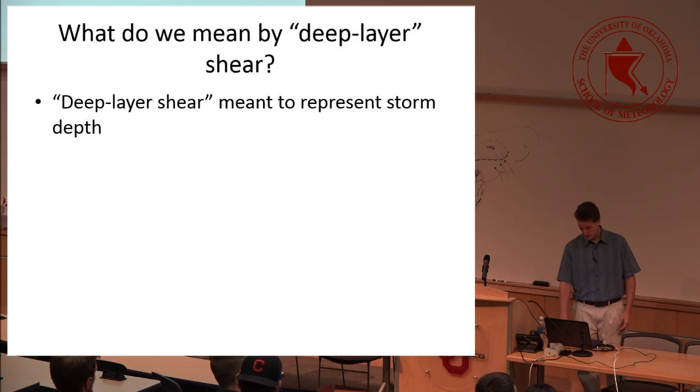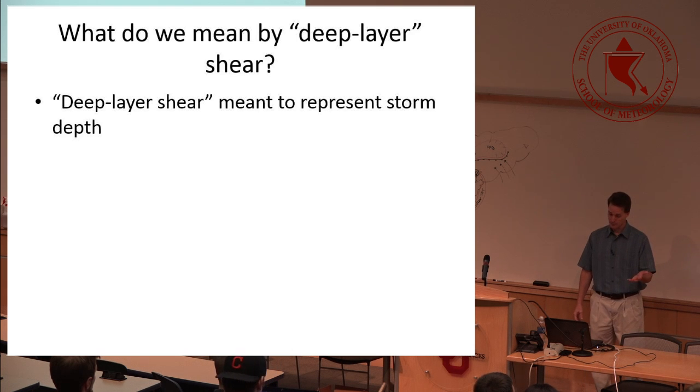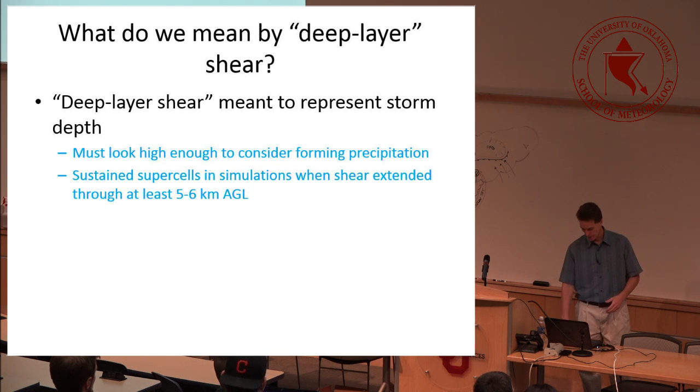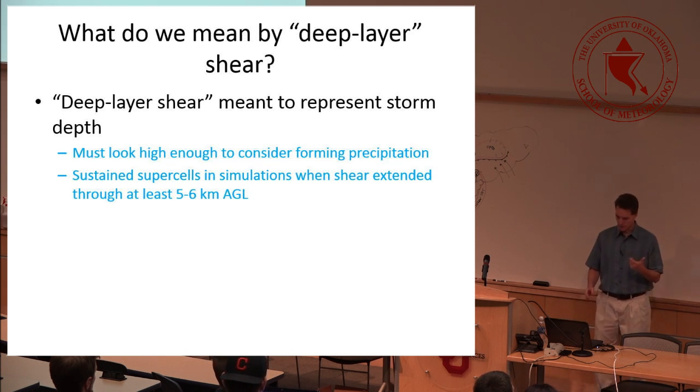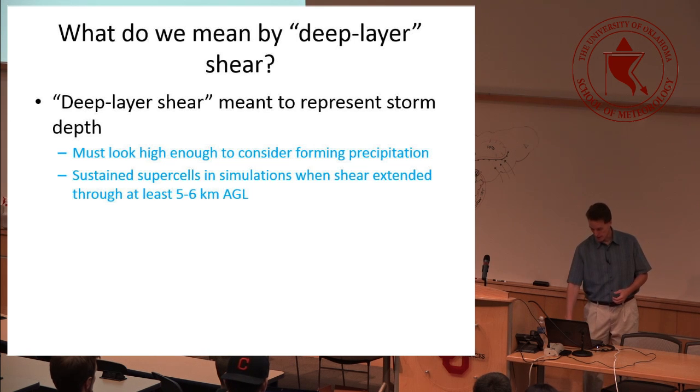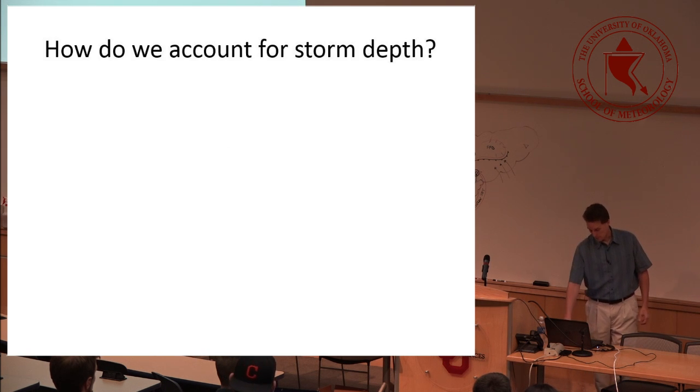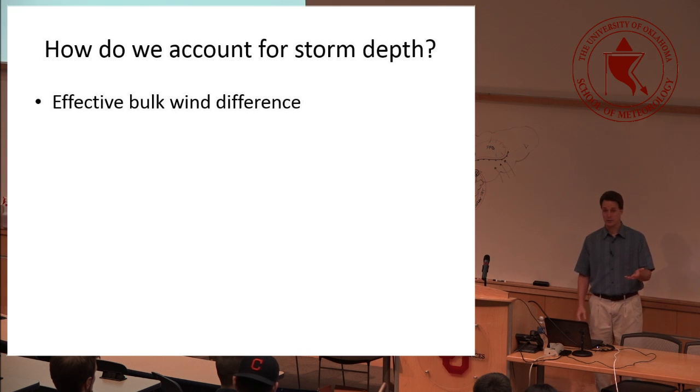Okay, when we talk about deep shear, we have the same kind of problem. We have to talk about what layer, what's enough. Well, here, we've got to go high enough to get precipitation removal from the updraft so that we get sustained storms. And the question is, how high do we have to look? How do we account for storm depth? So we do this through the effective bulk wind difference.